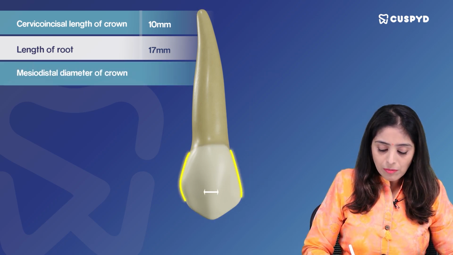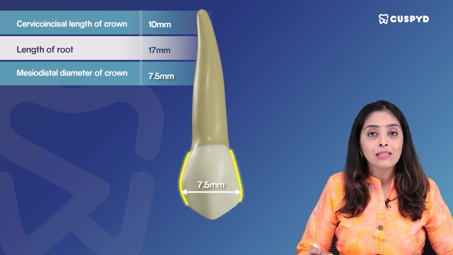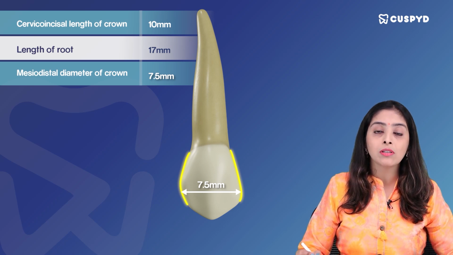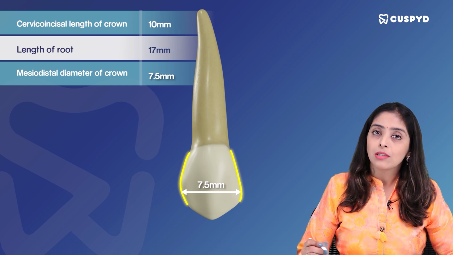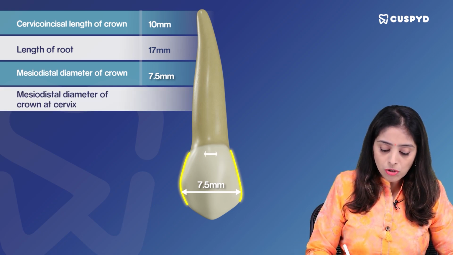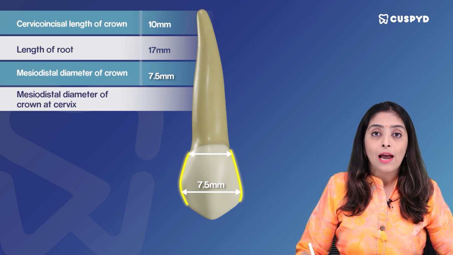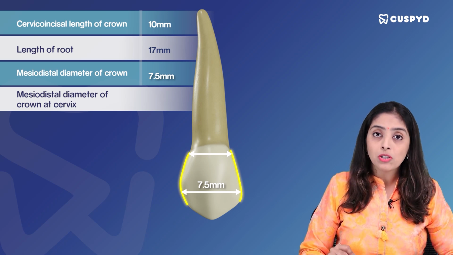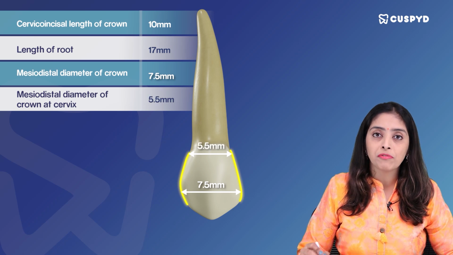The mesiodistal diameter of the crown is 7.5 millimeters, and remember this has to be measured at the point of maximum convexity. So wherever the crown is widest, that is the area you have to measure the mesiodistal diameter of the crown. The mesiodistal diameter of the cervix should always be measured where the crown meets the root and not at the end of the cervical line. That is why the mesiodistal diameter of the crown at the cervical margin is 5.5.